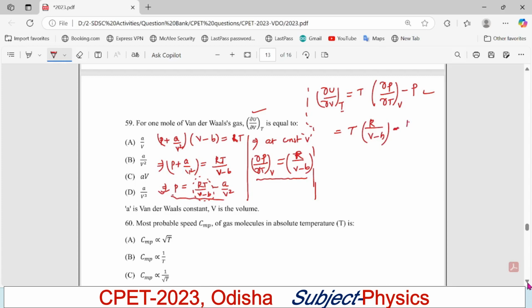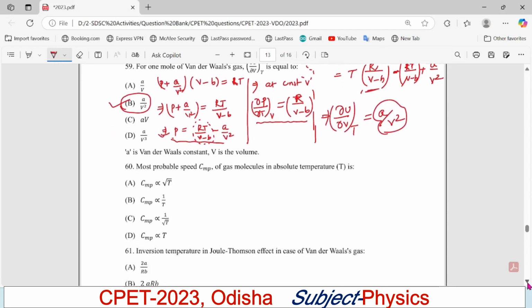This is RT by V minus B. This is minus, so plus A by V square. So this is plus RT by V minus B, this is minus RT by V minus B, so both get cancelled. Finally we found del U by del V at constant T equal to A by V square. So this is the answer, and the correct option is B.